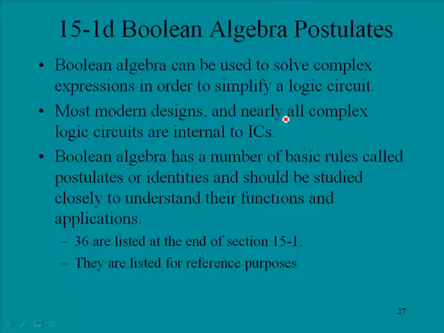Boolean algebra has a number of basic rules called postulates or identities and should be studied closely to understand their functions and applications. 36 of these are listed at the end of section 15-1. They are listed for reference purposes. Your text doesn't go into detail about them, but we will be referring to them as we go through this chapter.